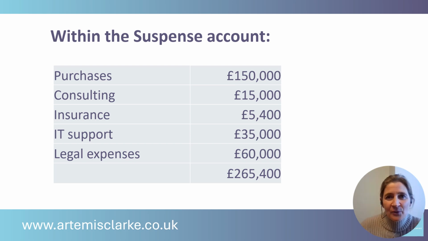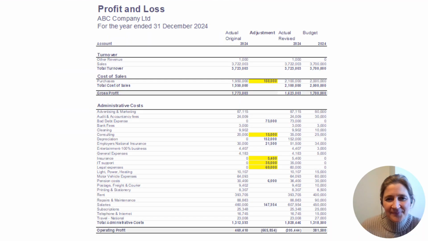So as a result of this, we now have adjustments going through here with the purchases. All the things highlighted in yellow have come as a result of looking at that suspense account. And all of them have impacted the profit and loss account negatively, with adjustments amounting to the 260 odd K.